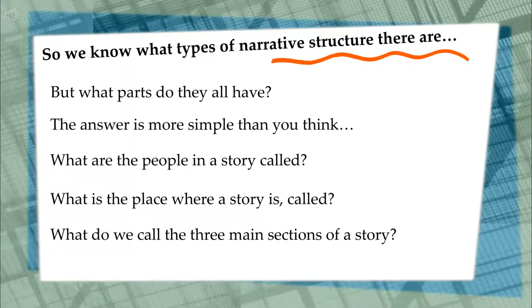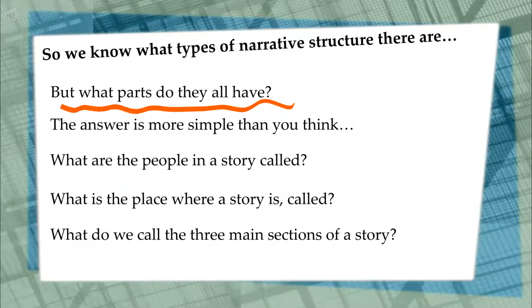So we know that there are different types of whole narrative structure, and what types there are. Now you need to explore what they each have in common, and the answer is more simple than you might think. Narratives of all kinds have a similar set of structural features. You definitely know what some of them are, if not a lot of them. Answer these, for example. What are the people in a story called?